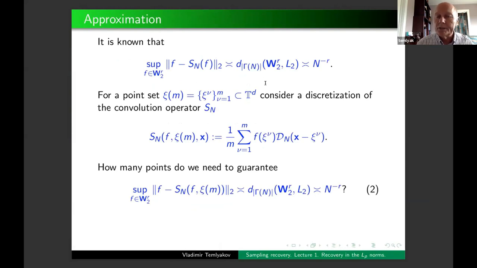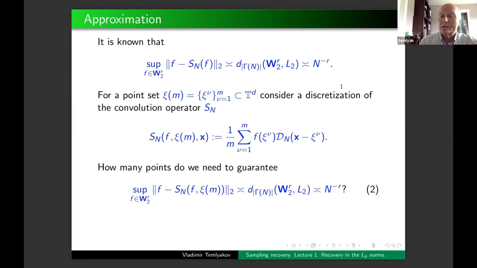It is well known, that was the first result basically in the theory of approximation of classes of functions with bounded mixed derivative, that the Kolmogorov width of this class in L2 has this order. So this order, that means this subspace, gamma n, this S_n is a partial sum with respect to the hyperbolic cross. So the dimension of this is exactly this. And this is the Kolmogorov width of this class in L2. And it turns out that this is exactly the best thing we can do. And this has the order n to the minus r.